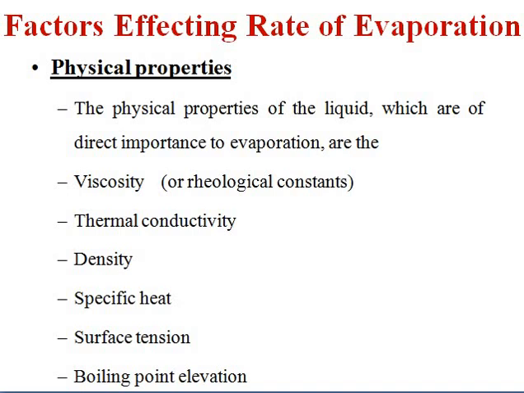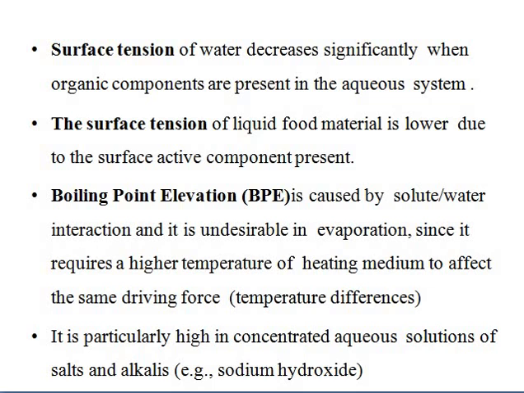This is the physical property that will affect the evaporation rate. If your food is highly viscous in nature, we require higher energy to evaporate the food product. If the surface tension is high, in that case we require more energy. So these are the physical properties that affect the boiling point, or we can say the evaporation rate. Basically these are some technical terms. You should know about these terms.